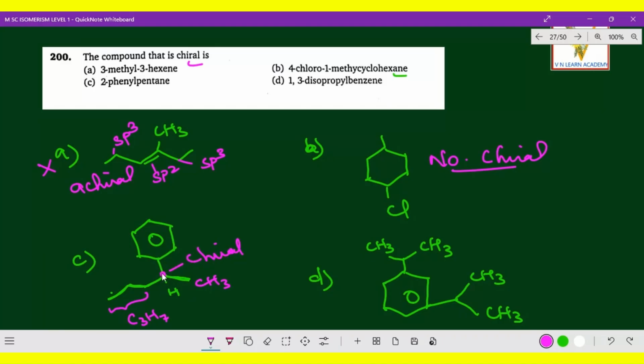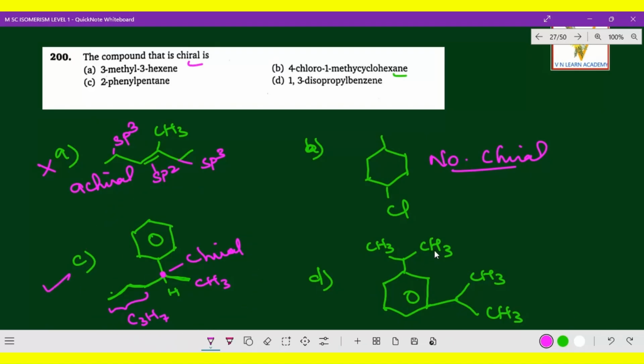I hope you got the clarity. 4 different groups: this side C3H7, CH3, CH2, CH2, so 3, 4, 7 carbons. This side CH3, this side benzene, this side hydrogen. That is why I purposely drew it this way. So here there are 4 different groups, and this is a chiral compound.